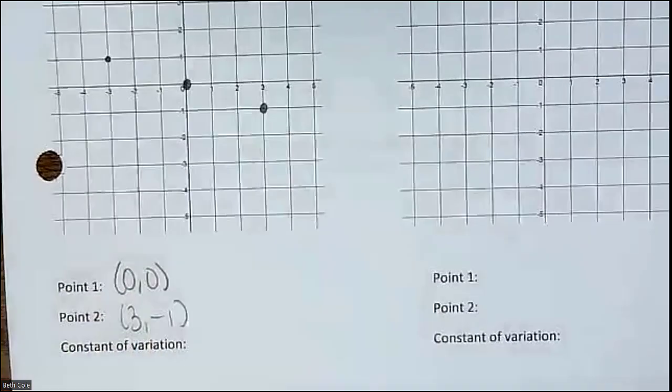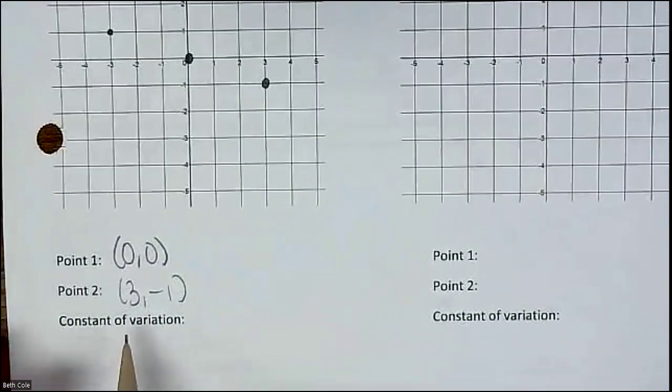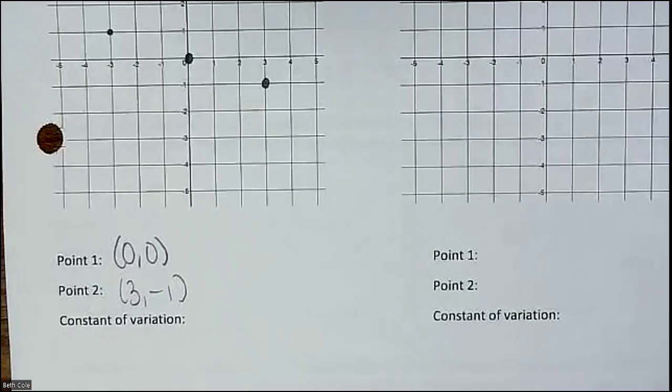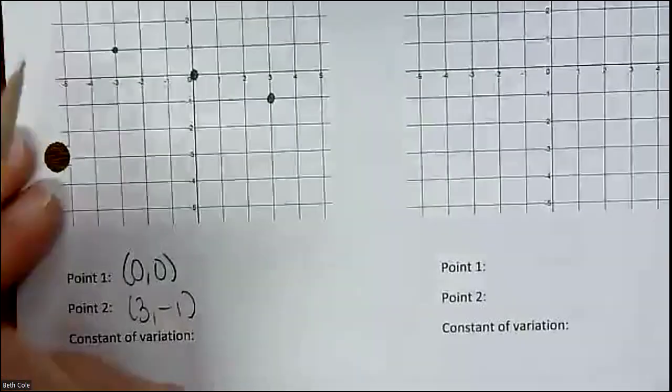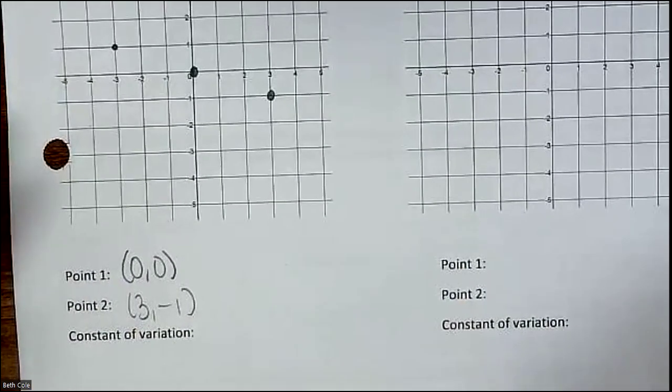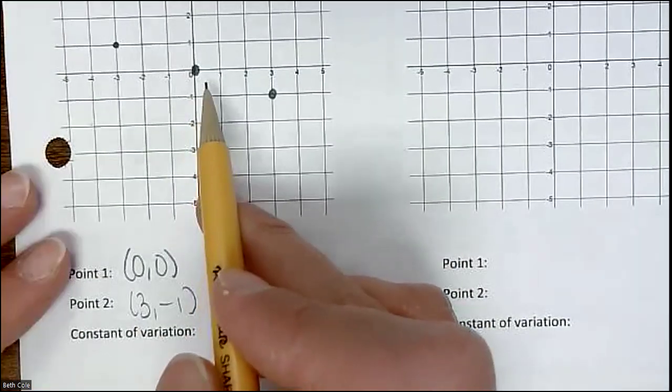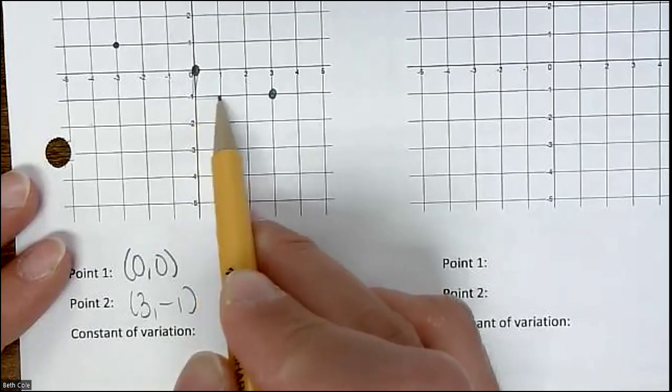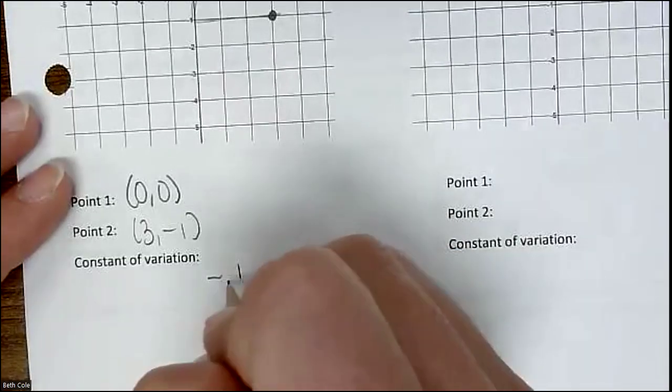So 3, -1. And the constant of variation is the slope. So if you connected those, what's your slope? 3. Well, you're going down, so it does need to be negative. -1 over 3. Good.